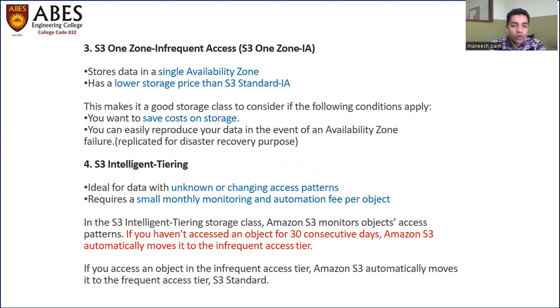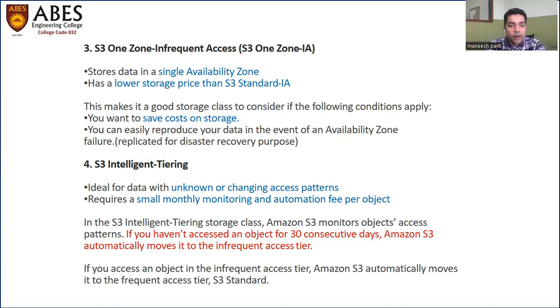You want to save cost on storage. आपको कम पैसे खर्च करने हैं, ठीक है, you can use this type of storage. You can easily reproduce your data in the event of an availability zone failure. It replicates the data. If there is a failure, then it replicates the data to another availability zone.